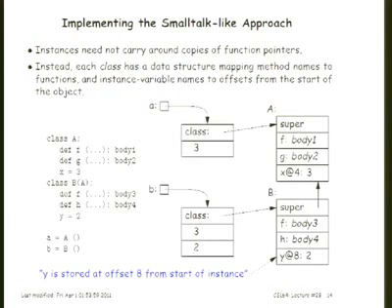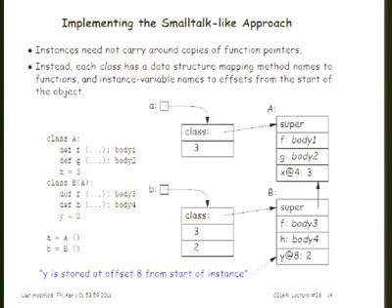So here is an implementation. The big savings here is that objects don't have to carry around copies of function pointers. They don't have to carry around dictionaries. Instead, since the structure of these objects is fixed, we can do something like this.